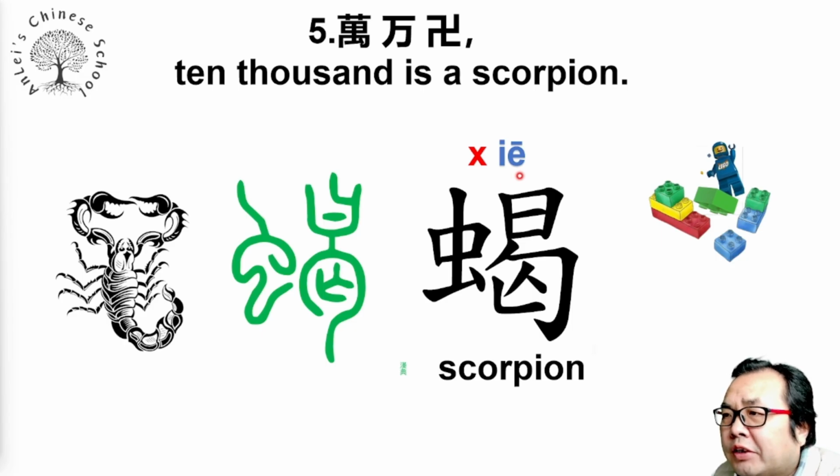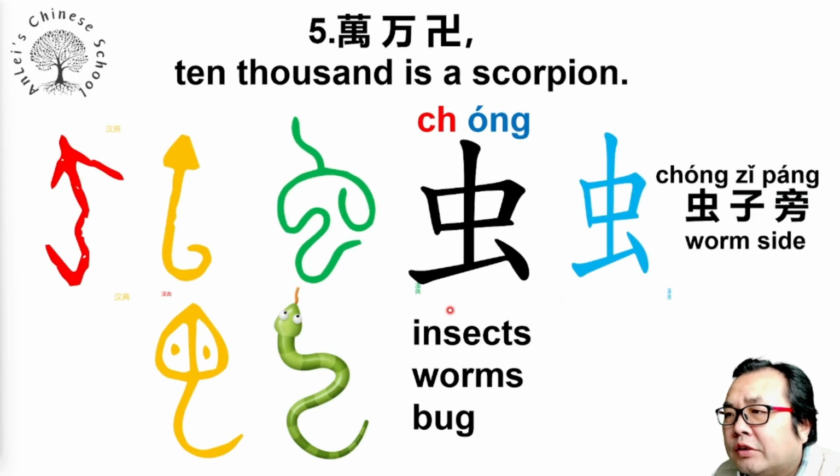xie. Let's break it down. On the left side, this character is chong, 是虫, meaning insects, worms, bugs. The early characters were just like a worm, and one kind of bronze inscription is like a snake. Because in ancient Chinese, the snake was also called Changchong, long worm. It is a radical related to the character of insects. We call it Chong Zi Pang, worm side.